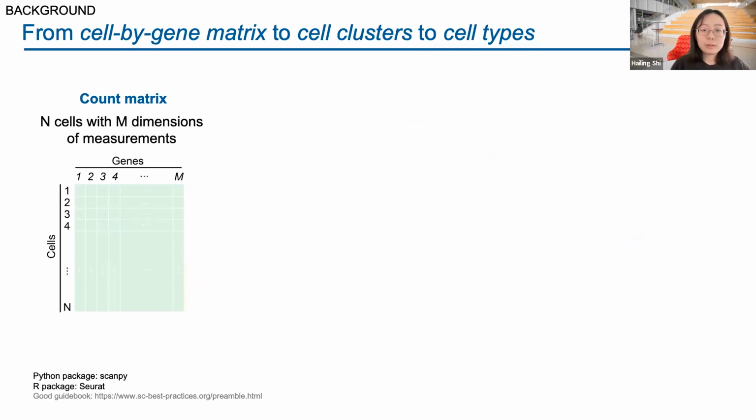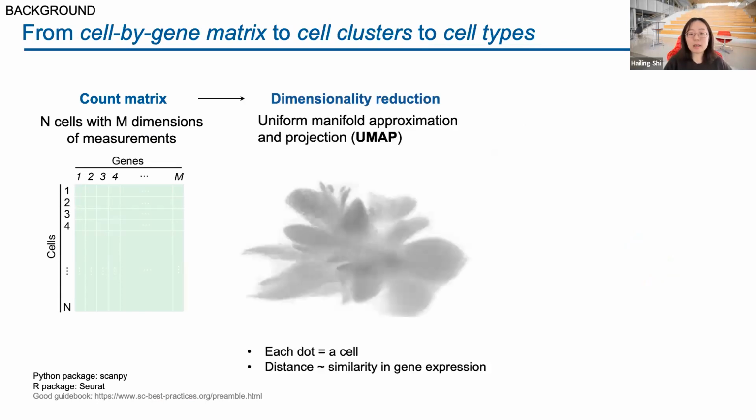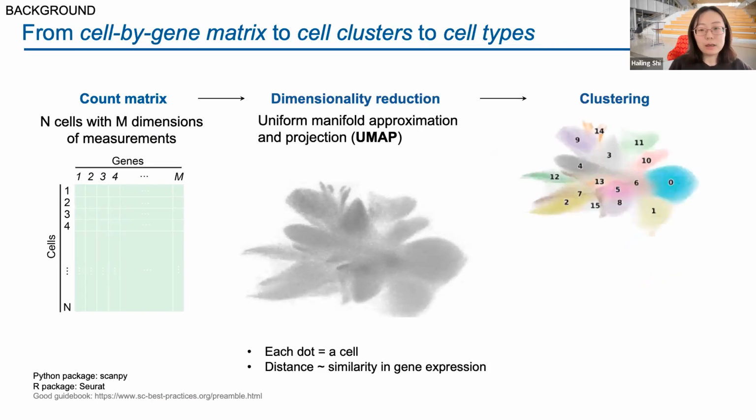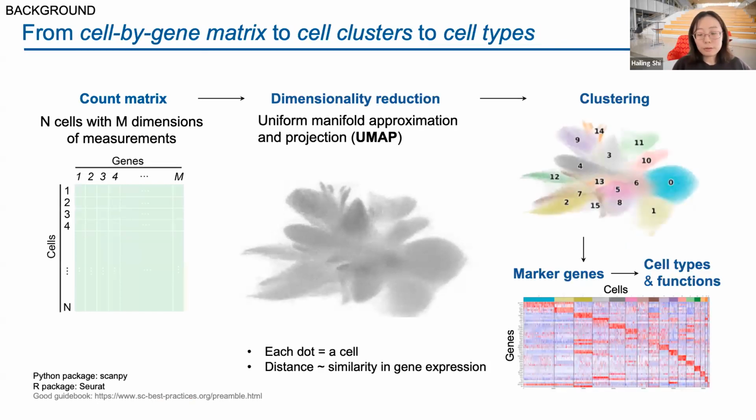We start with a cell by gene expression matrix that characterizes individual cells in the high-dimensional gene expression space. After dimensionality reduction, we can visualize the gene expression variation among cells, such as in this UMAP plot. Then by clustering cells and understanding the features of gene expression in each cluster, we can annotate what the cell types are and understand the potential functions they have in a tissue setting.